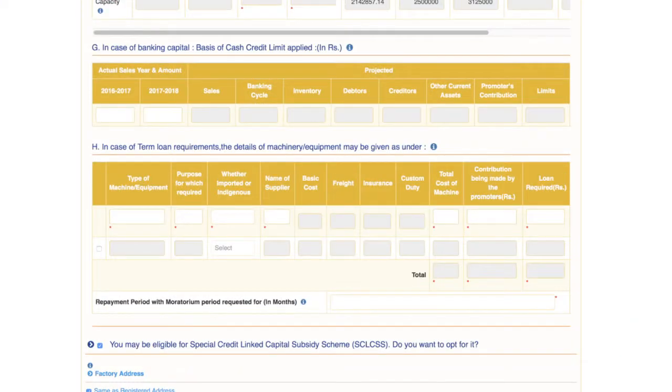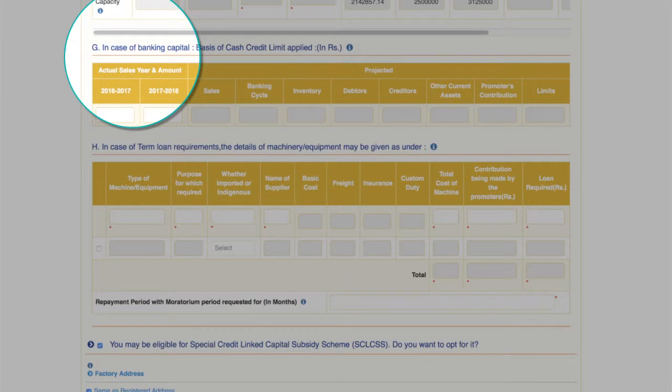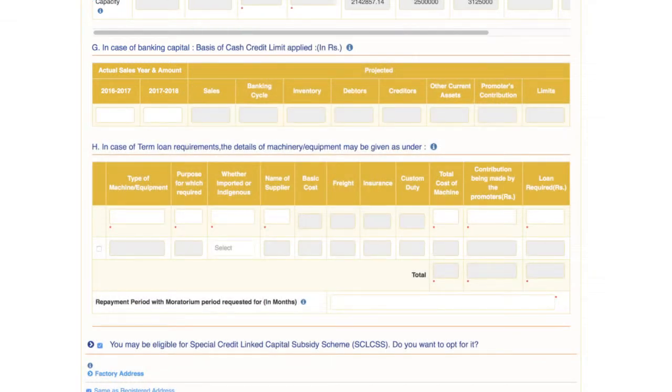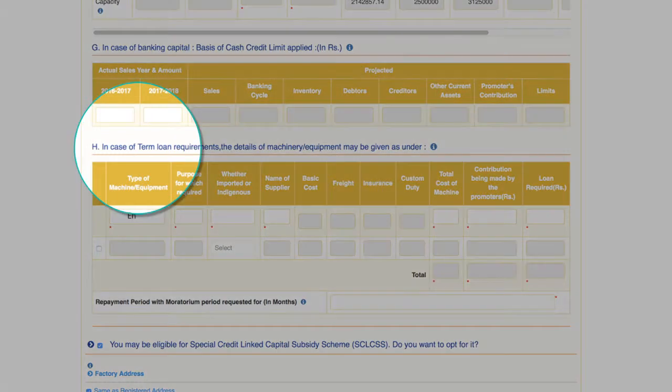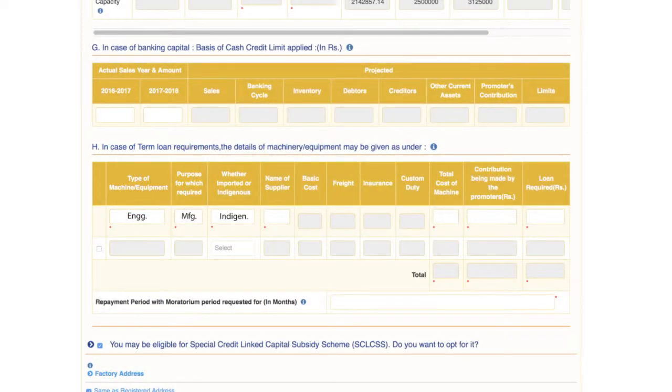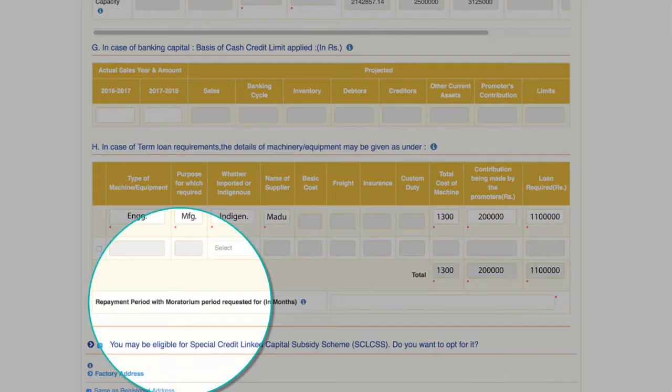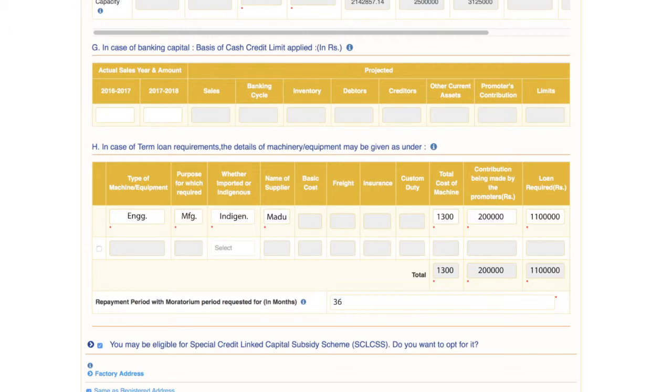And then we come to column G, banking capital. Fill up details of cash credit limit applied for with projections. Column H, if you need a term loan, fill up details of machinery or equipment, its purpose, other details asked for, the cost and the amount of loan required. Then you have to fill up the desired repayment period in months.